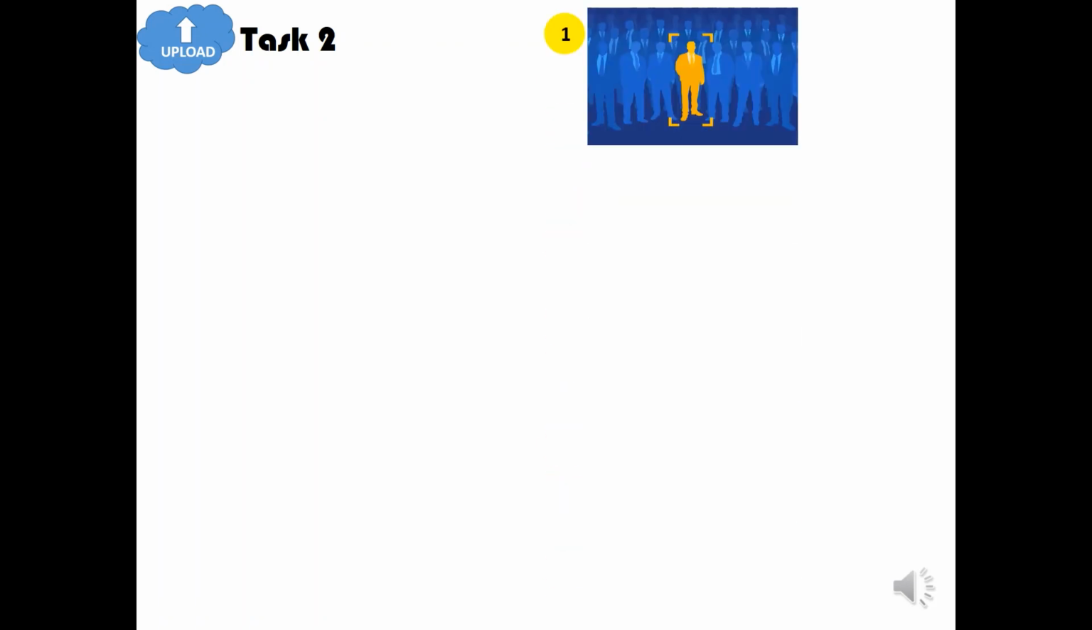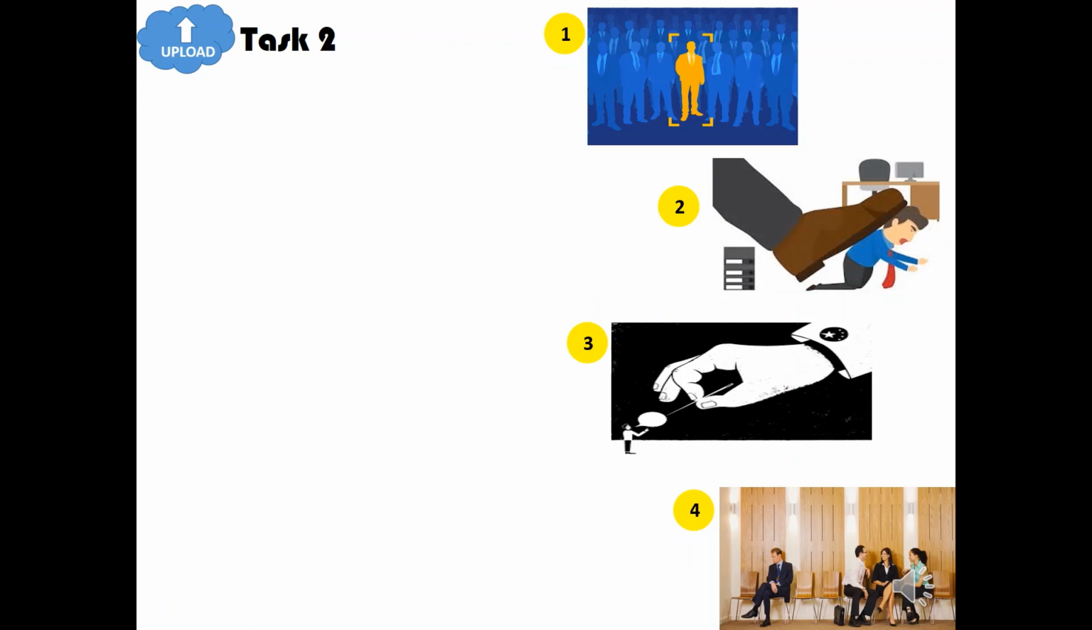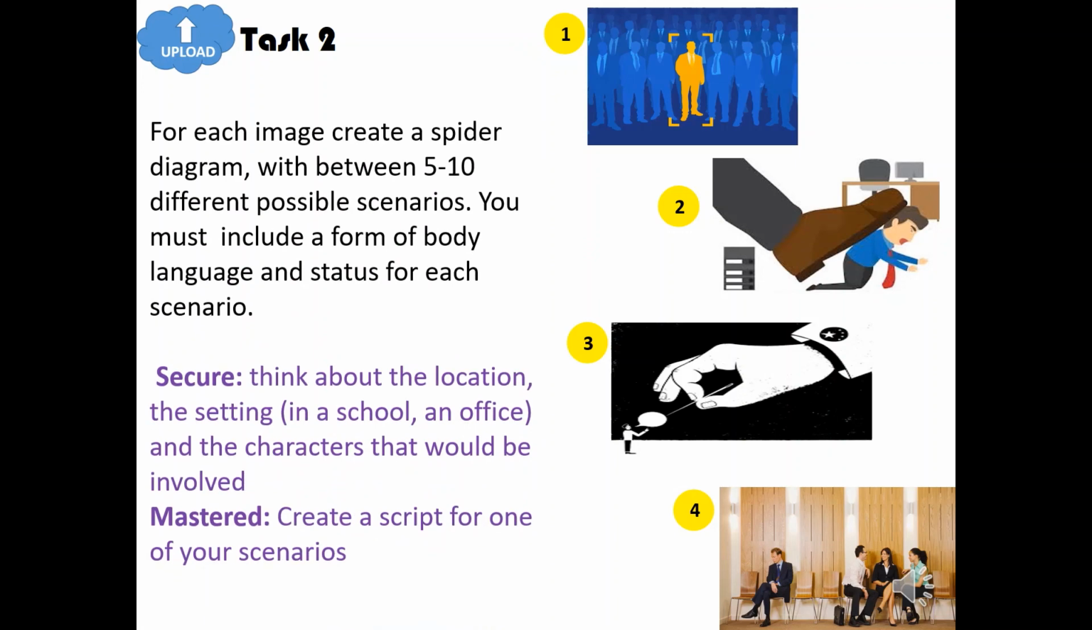This is your second task to upload. Look at these images. What suggestions can you think of for these images? What scenarios can you think of for these images? Your task is, for each image, create a spider diagram with between 5 to 10 different possible scenarios. You must include a form of body language and status for each scenario. For instance, for image 3, the scenario could be a manager who refuses to listen to an employee. The manager could always frown or roll their eyes at the employee's ideas, and the status could be the use of voice.